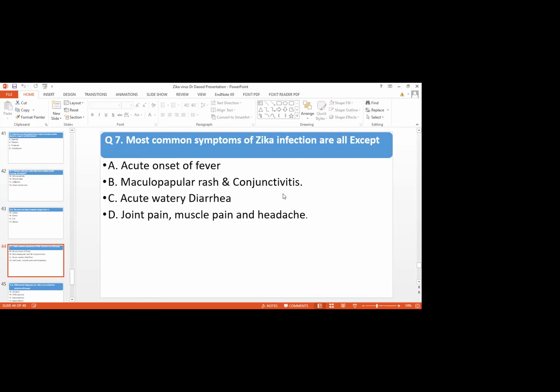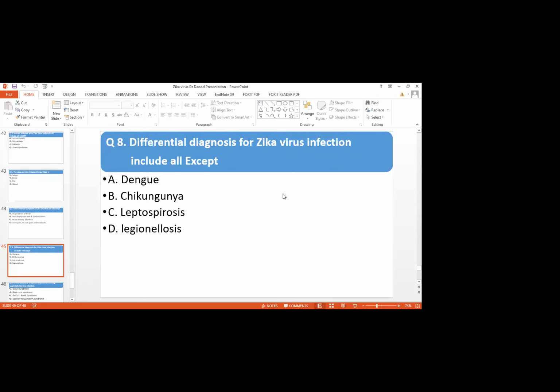Most common symptoms of Zika infection are all except diarrhea. Good. Differential diagnosis of Zika virus includes all except Legionella. Legionella pneumonia is not related to that. It is a bacteria, while the others are viruses.